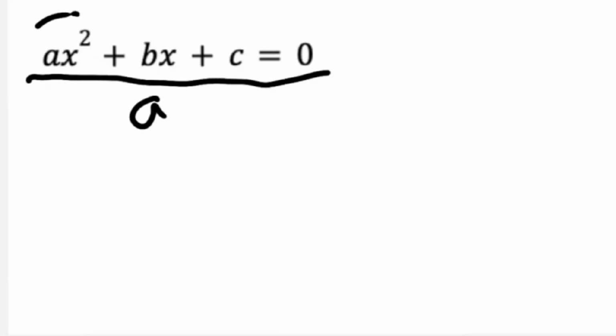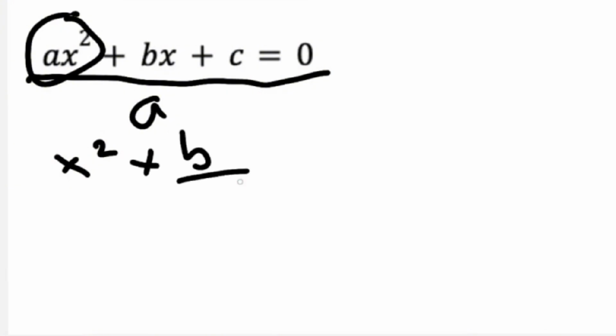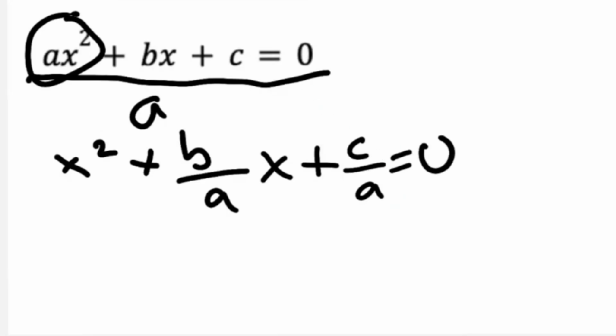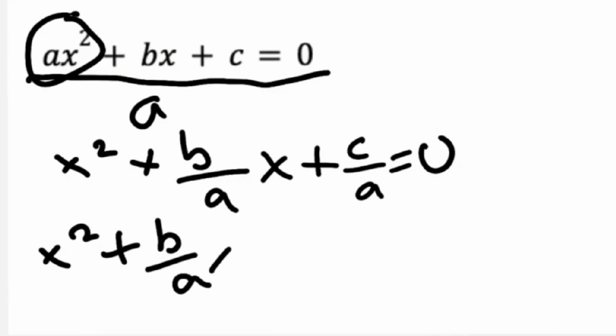So now we have 1 as the coefficient right here of the highest exponential term, and we will have x squared plus b over a x plus c over a. Okay, x squared plus b over a x plus c over a, and that is of course equal to 0. What we're going to be doing is we will be subtracting c over a. Okay, so we're going to have x squared plus b over a x is equal to negative c over a. So we're going to be having this.